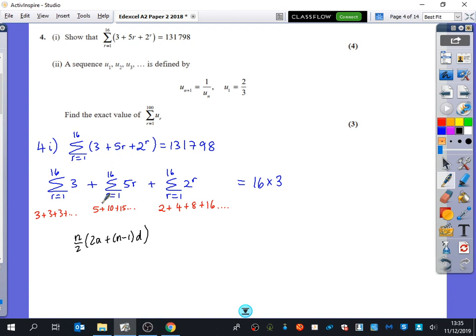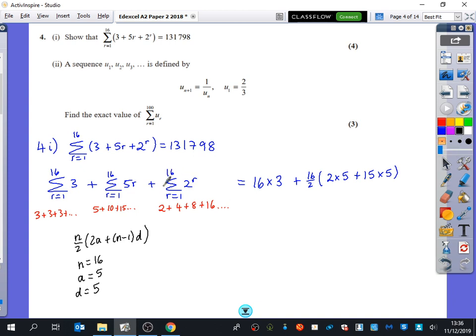For our particular sum that we've got here, the number of terms in the series is going to be 16. The first term in the series is clearly going to be 5, and the common difference as it goes up each time is also 5. So putting that into our formula, we're going to do 16 over 2, 2 times a, plus n minus 1, which is 15, times 5. And then we're going to have a look at this last bit.